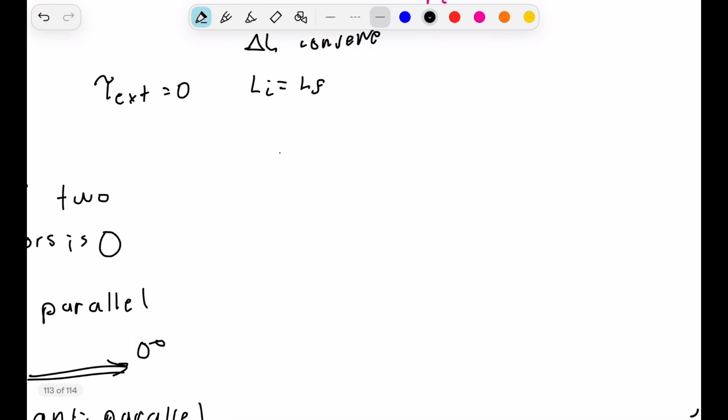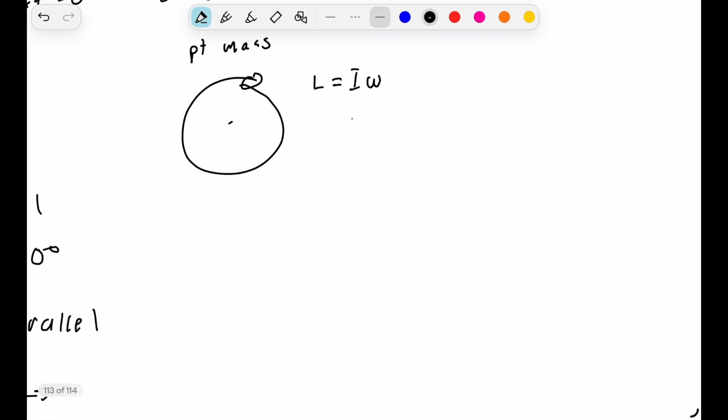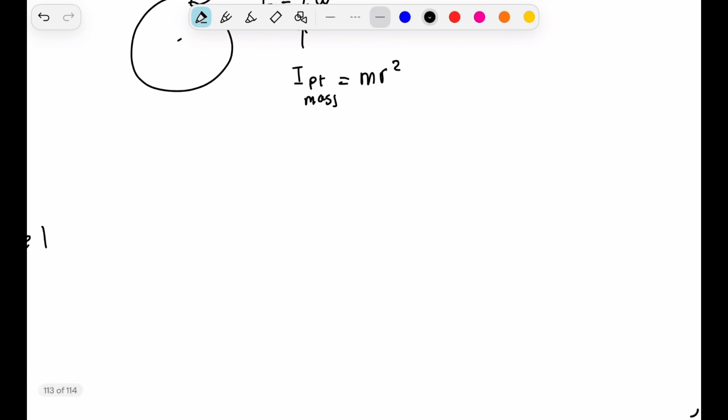Now for angular momentum, when we have a point mass in a circle, we are going to have that our angular momentum is I times omega. And for a point mass, when our mass is always kept at a consistent distance from the pivot moving in a circle, that's just going to be the mass of the object times the radius that it's being kept at squared. So then we can write our angular momentum as m r squared times omega.